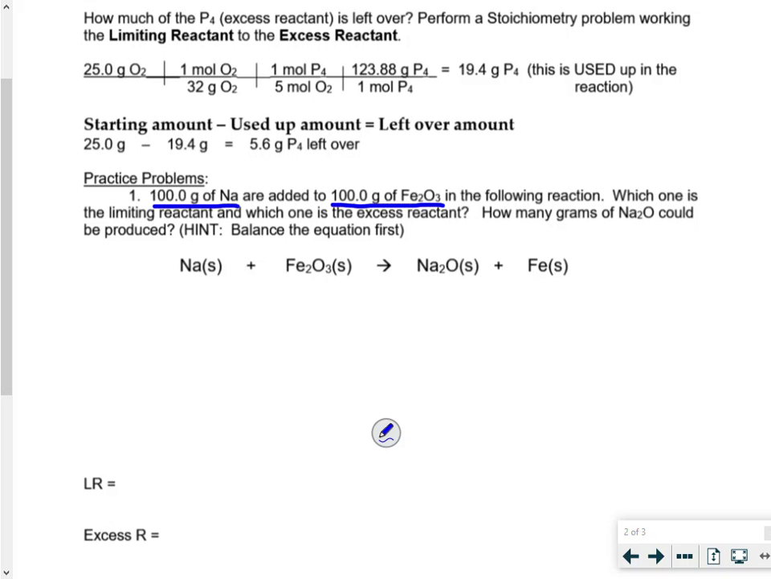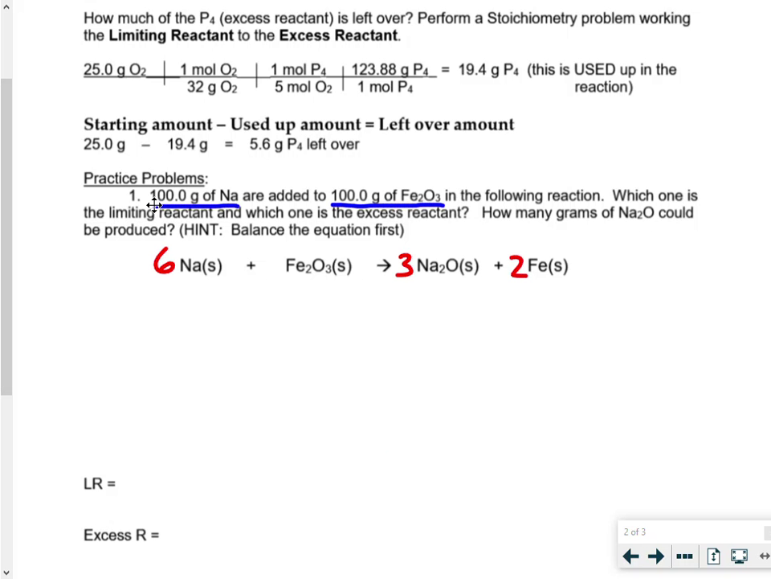But before we begin, what do we have to do? Balance, so let's balance. And yes, up here already, we would probably want to start with balancing our oxygens first and put a 3 here. That way we know our sodium's going to get a 6 here. And then we'll fix our irons with a 2 here. Are we in agreement with our balancing here? All right.